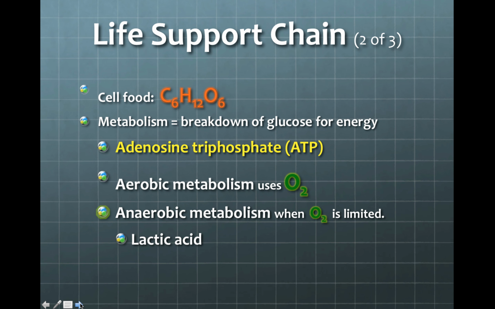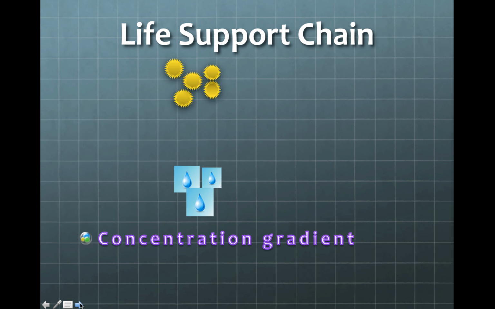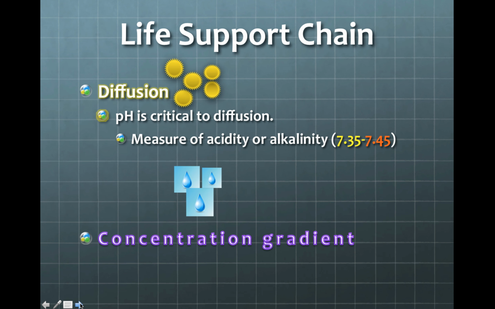That's the most effective production of ATP. However, you can create ATP in the absence of oxygen for short periods of time, and that's called anaerobic metabolism, and that leads to the production of lactic acid. And all of us have probably experienced that, and that leads to muscle aches. All right? So our life support chain begins with the process.